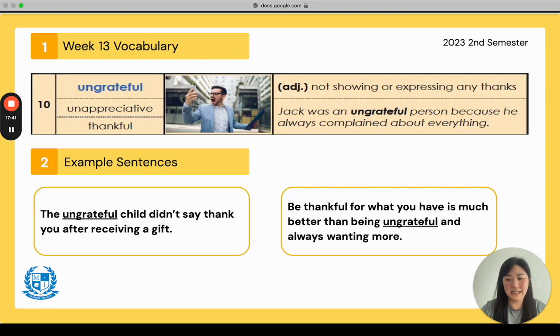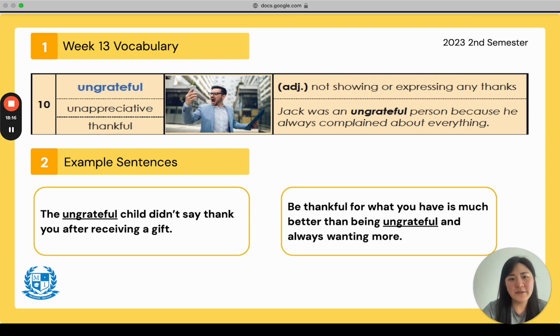Good. Number 10. The word is ungrateful. Everyone say ungrateful. And the synonym is unappreciative, meaning you are not thankful. And the antonym means thankful. Un here means not. So not grateful or not appreciative. And it is an adjective not showing or expressing any thanks. So you're like, I don't have to say thank you.